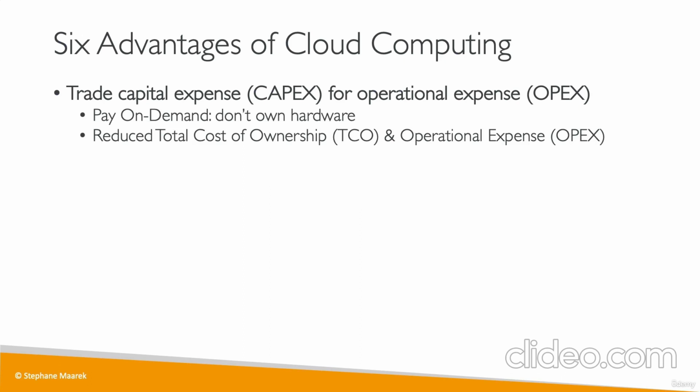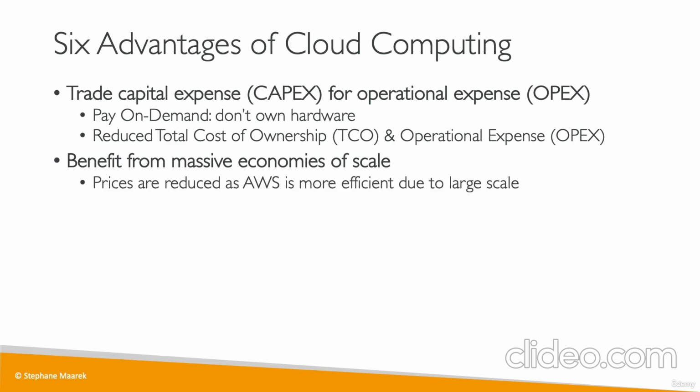That means that you don't buy the hardware in advance, you're just going to rent it from AWS. Then we're going to benefit from massive economies of scale. The price is lower because we are using AWS, not just us, but other customers, and so many people are using it, then the prices will be reduced by AWS over time because AWS will be more efficient at running due to its large scale.